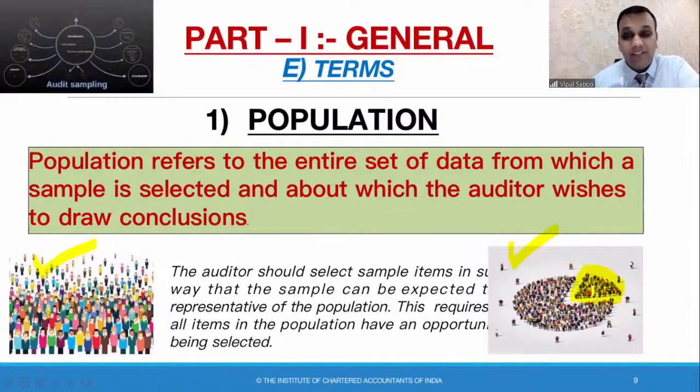Sampling estimation. So this is how the auditor also makes sampling the base of his opinion. So population refers to the entire set of data from which a sample is selected and about which the auditor wishes to draw conclusions. Here this is what has been used for population.